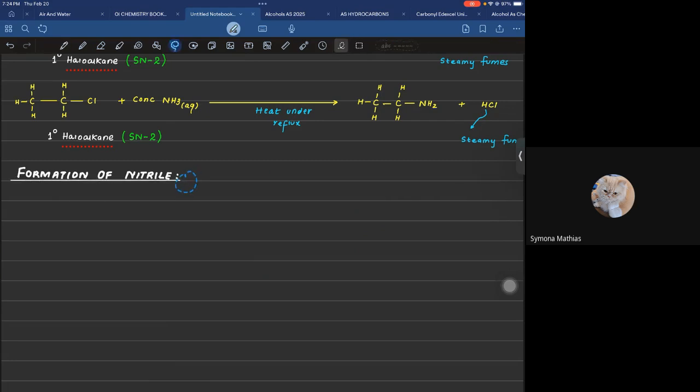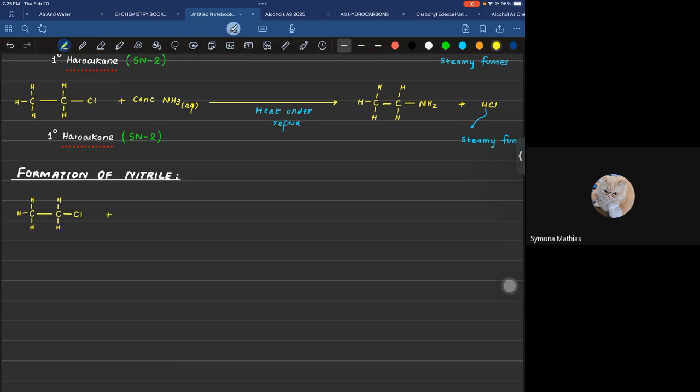Formation of nitrile. Okay, nitrile, that is cyanide, the same thing. So the reactant is the same, I am taking the primary one first. Okay, the reactant is the same, that is this chloroethane, chloroethane, methane or ethane you can take.